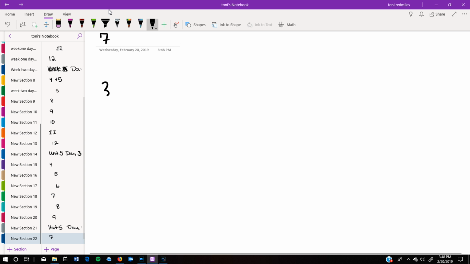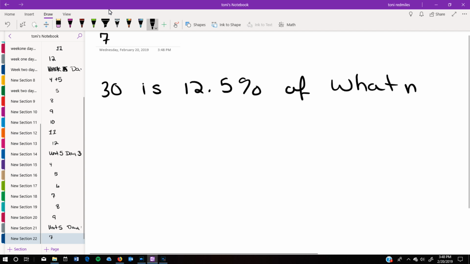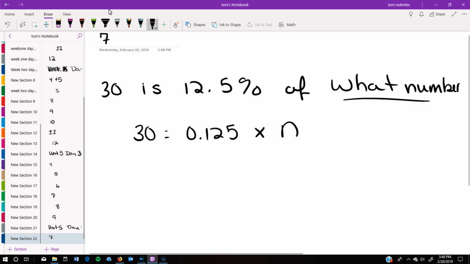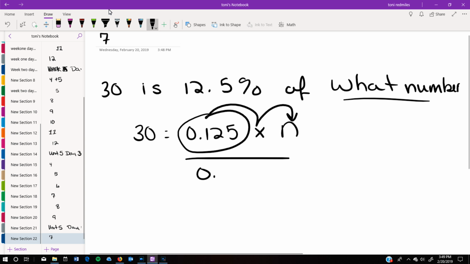So question 7, 30 is 12.5% of what number? All right, so 30 is means equals. Got to turn this into a decimal, so it's going to be 0.125. Of means multiplication. What number means my variable, right? So this is being multiplied to the n. So to get rid of it, I divide.